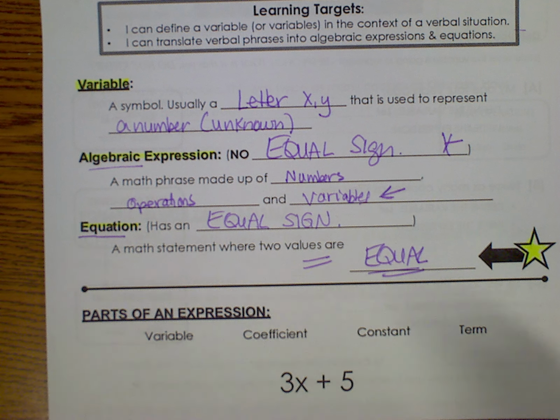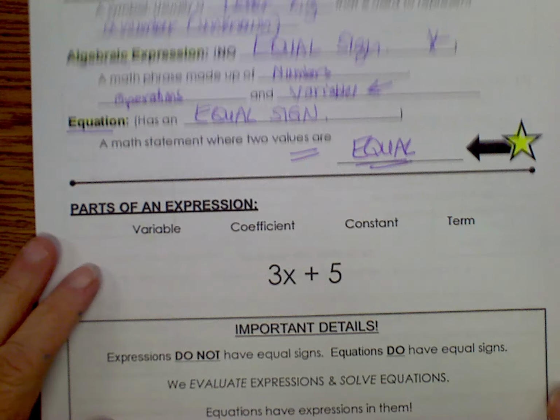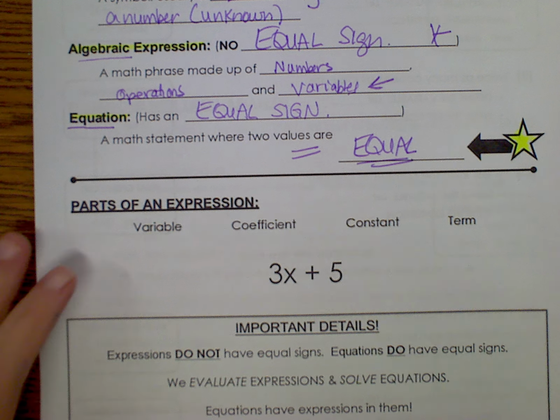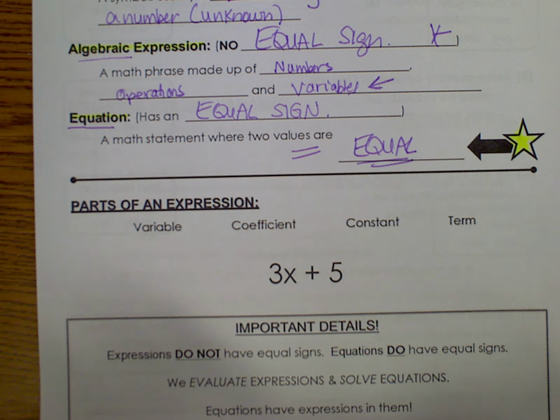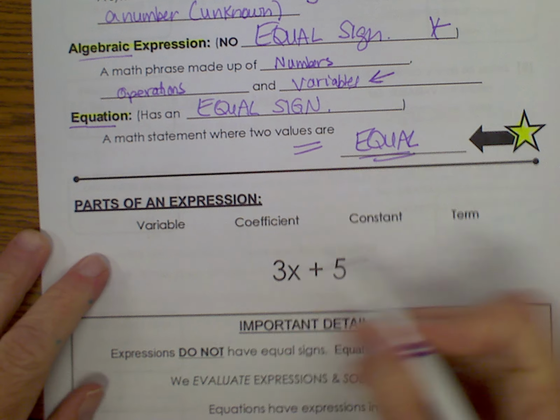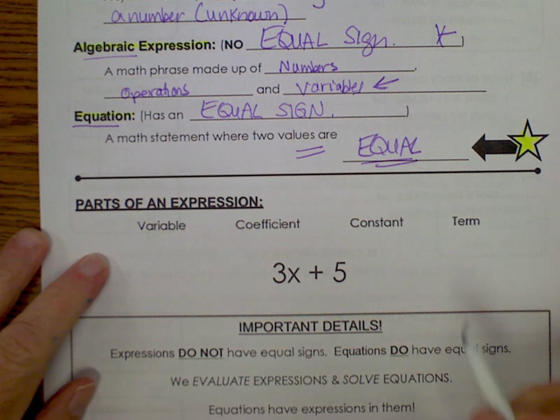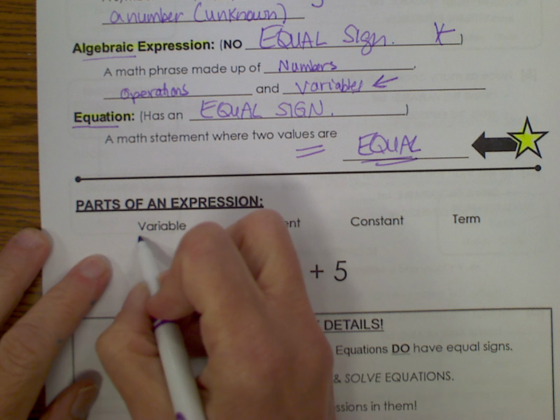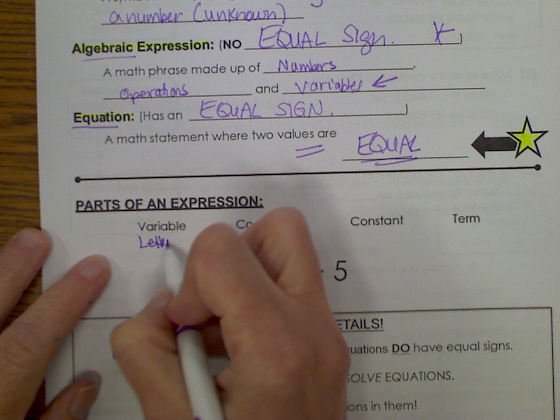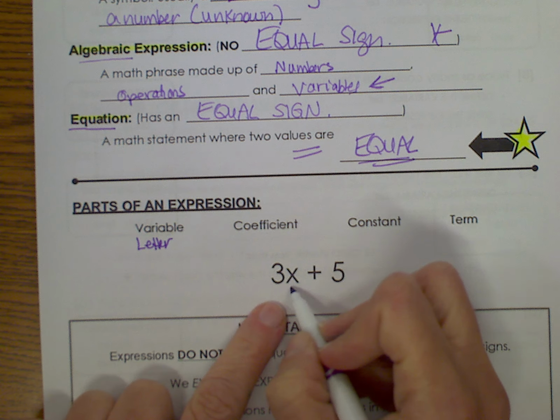All right, so now let's talk about some more vocab, the parts of an expression. Okay, so things we want to talk about, and I'm going to trade this pen in. It wasn't making me super happy. Let's see if there's another purple one. All right, we're going to talk about the variable, the coefficient, the constant, and what is a term. So the variable, of course, that's the letter. So the X here is the variable.